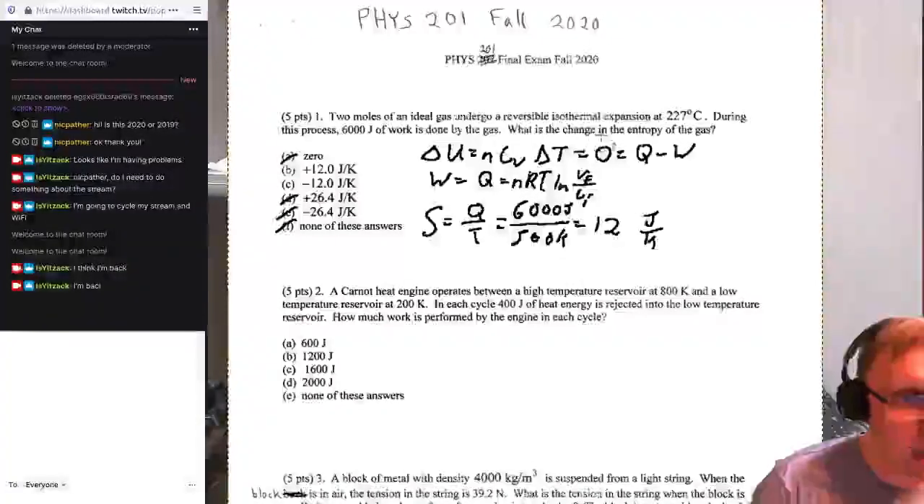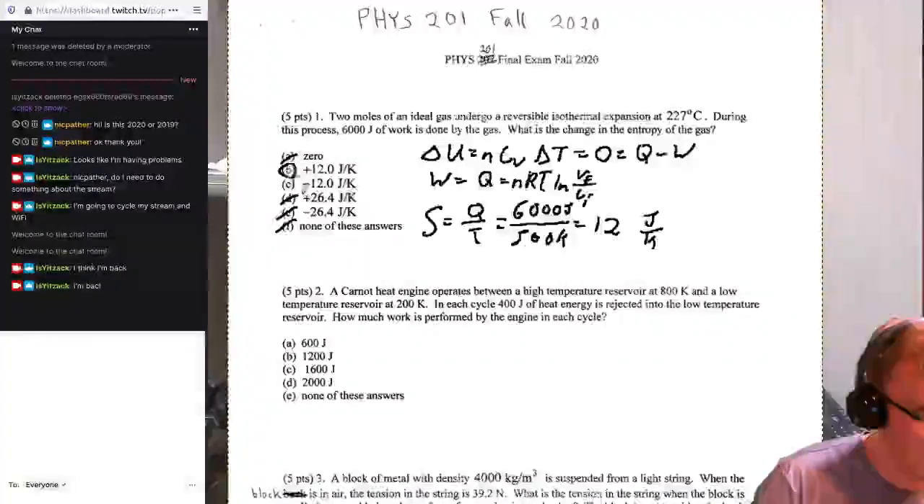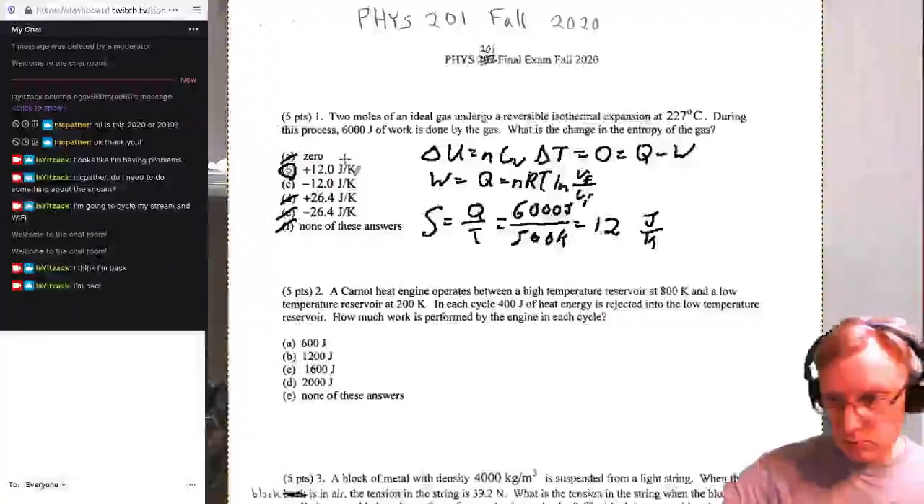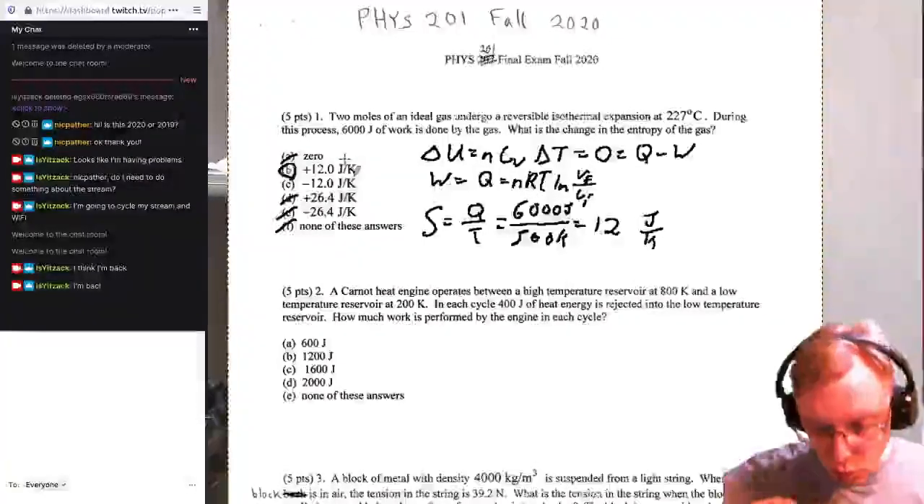Is it plus or minus? Change of entropy of the gas. Due to isothermal expansion, 227 Celsius expansion, that's an increase because there's more possibilities. So, one moment.